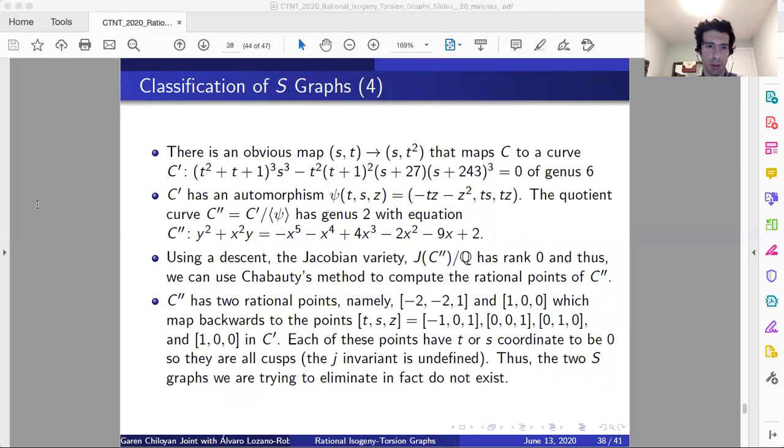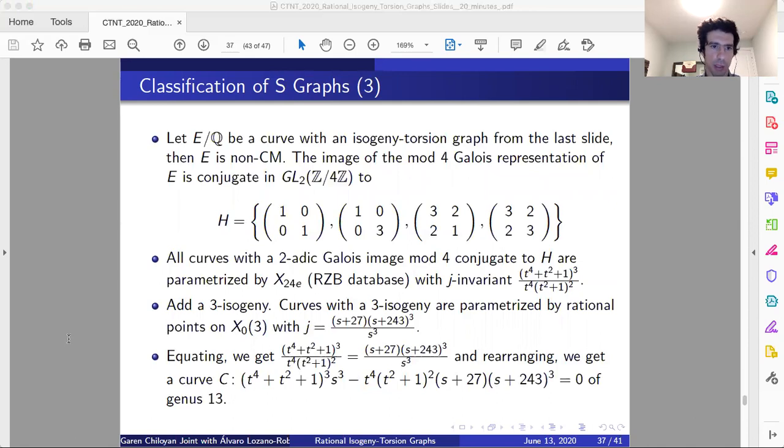Using a descent, we see that the Jacobian variety of C″ has rank 0, so we can use Chabauty's method to compute the rational points of C″. C″ has two rational points, namely (-2,-2,1) and (1,0,0), which map backwards to the points (-1,0,1), (0,0,1), (0,1,0), and (1,0,0) on C′. All these 4 points have t or s values equal to 0, and hence for these cusps, the j-invariants that I wrote here would have a factor of 0 in their denominators, and that's bad.